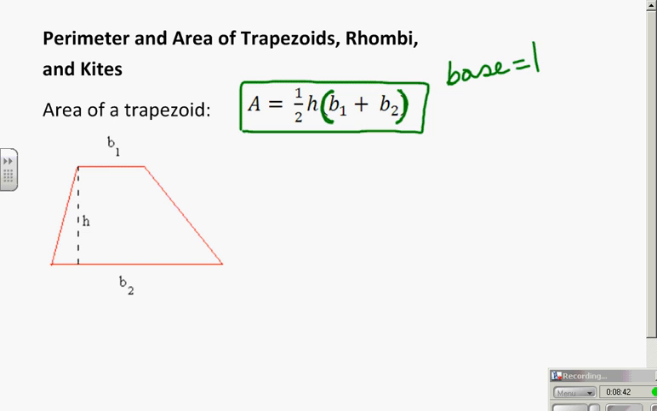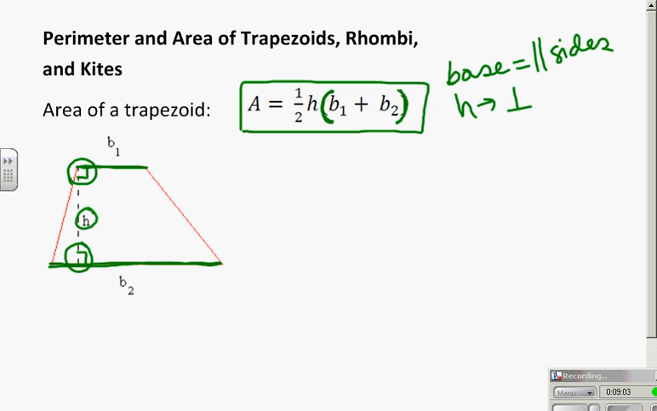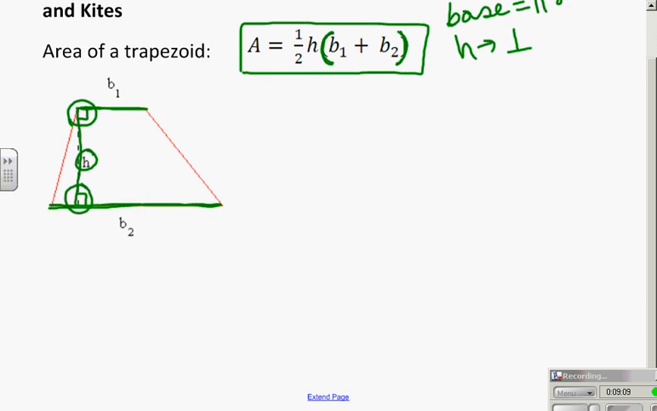Now, which one are the bases? The bases are the parallel sides. And the height is still going to be that perpendicular segment. So there is some continuity in our statements. So here, if you think about looking for your right angles, my right angle connects with this one, my right angle connects with that one. So that strategy of circling and finding your right angles and what forms them still works.